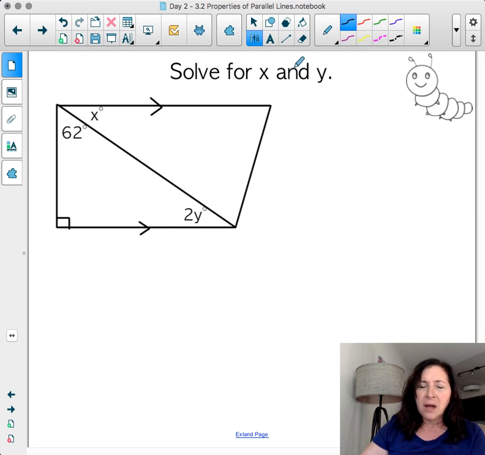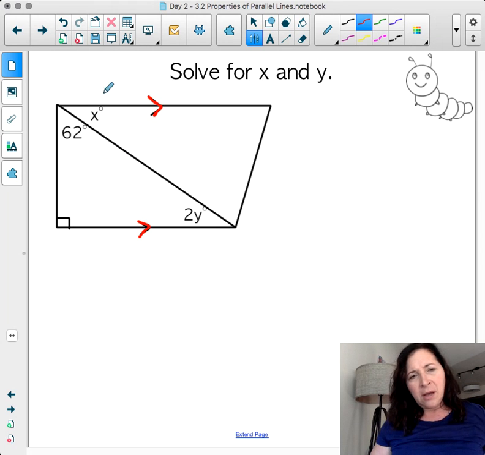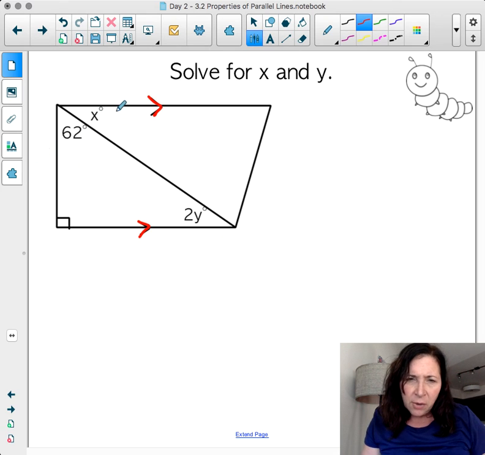Okay. The second question that we did was, I do notice that these two lines here are parallel. So that's parallel to that. So parallel lines cut by a transversal create alternate interior angles. So I do know that that angle here and this angle here are equal to each other.